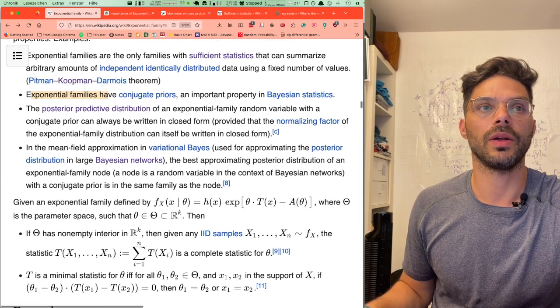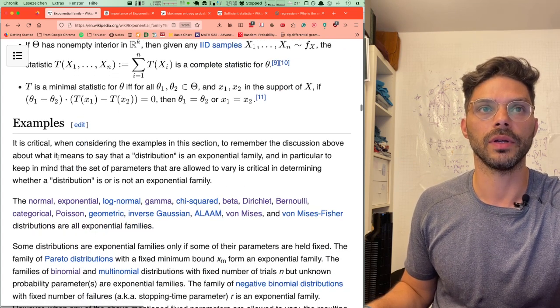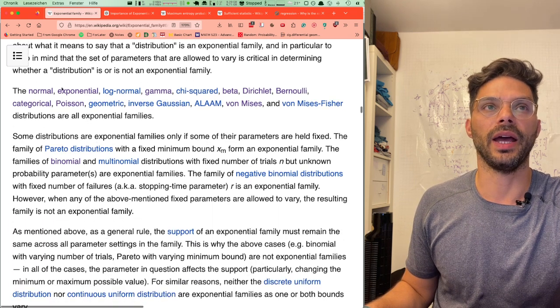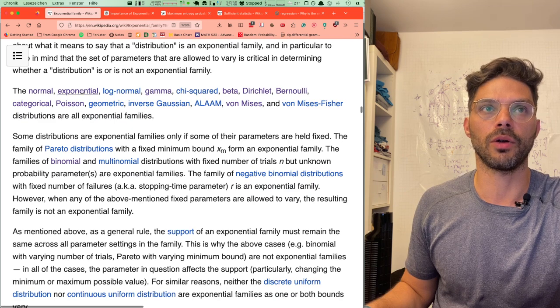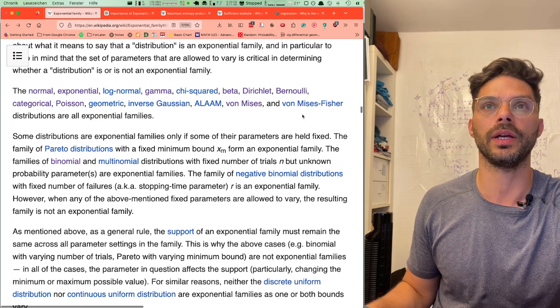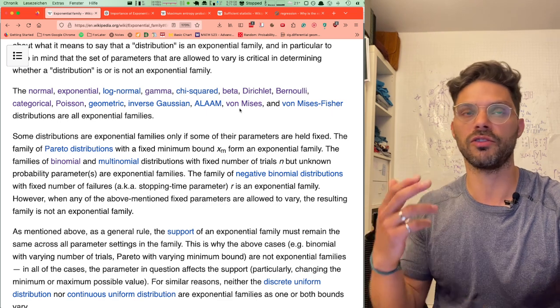Let's skip the other ones. Okay, cool. Now let's get to the examples. Some technical points. Here are the ones that we've already talked about: normal, exponential, log normal, gamma. A whole range of them are going to be in the family. The von Mises we talked about last time in the circular distributions bit.